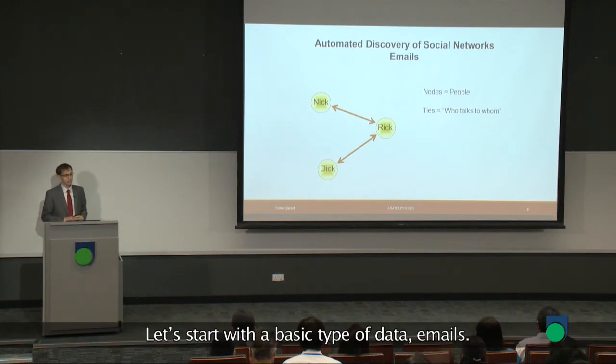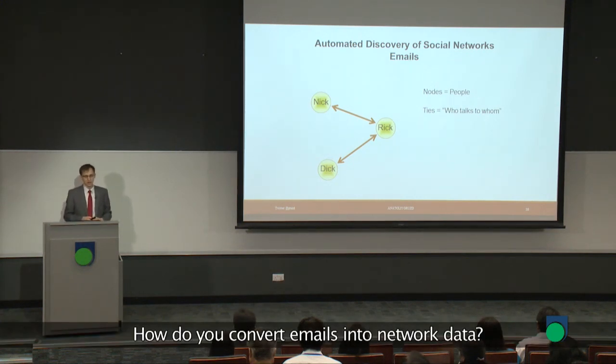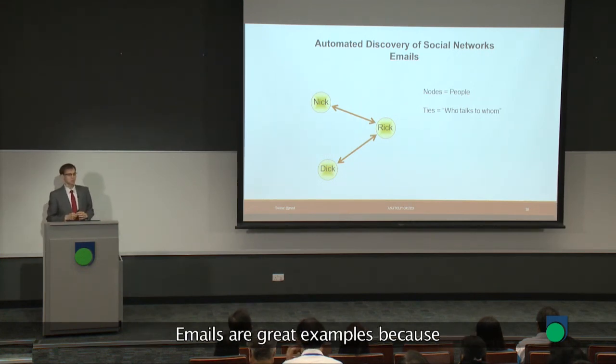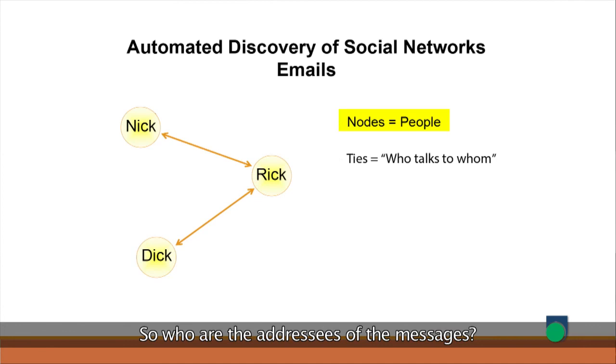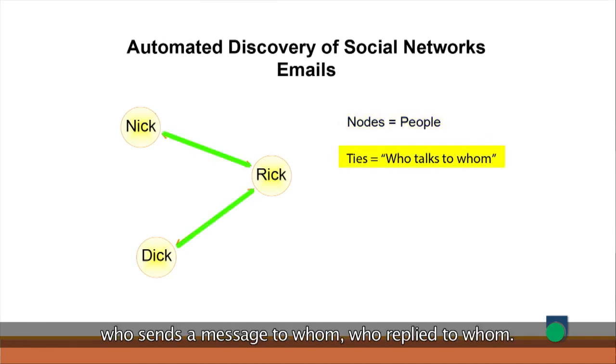Let's start with a basic type of data, emails. How do you convert emails into network data? Emails are great examples because every time you send a message, you also indicate who should receive this message. So who are the addressees of the messages? You can use that information to indicate who sent a message to whom, who replied to whom.